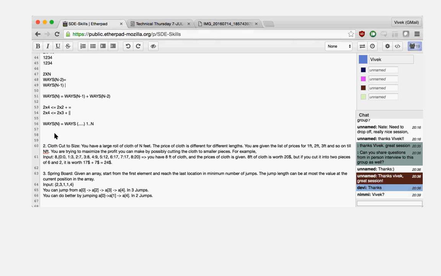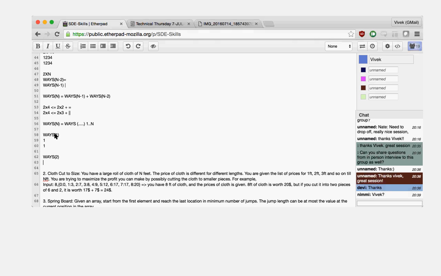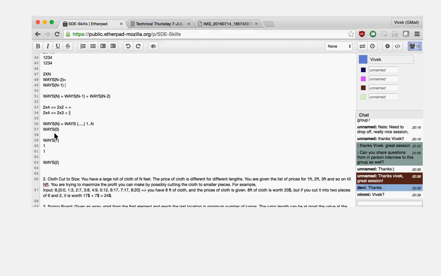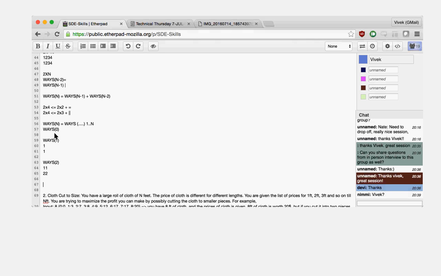Sure, absolutely. So, what is ways of 1? It's just 1, correct? What is ways of 2? Ways of 2 is 1 and 2. Ways of 0 is just blank. Ways of 2 is actually ways of n minus 2, which is blank, and then you lay both the bricks horizontally. Correct?